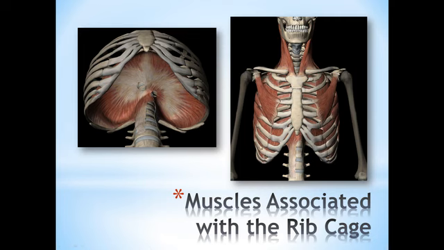The lateral arcuate ligament covers the quadratus lumborum muscle and extends from the transverse process of L1, 2, and 3 up to the 12th rib. So we have an arcuate ligament, a lateral arcuate ligament that runs this way.